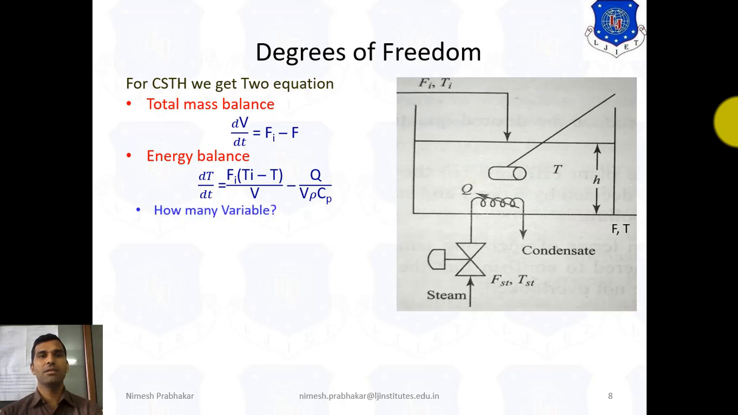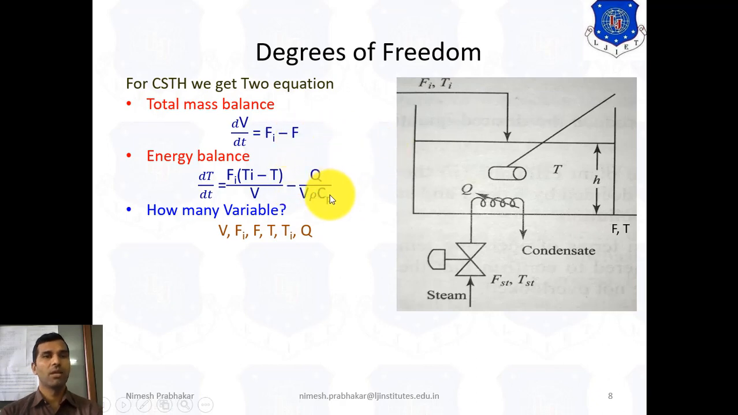And now in this case, how many variables? So here the variables are V, Fi, F, Ti, T, Q. So these are the variables. So the total number of variables here is V, Fi, F, T, Ti and Q. Because rho and Cp are constants, we do not consider them as variables. So here the total number of variables is 6.